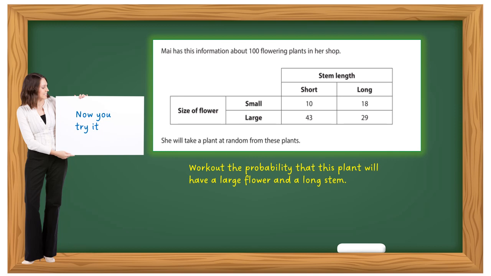All right, so how did you do? Well, let's have a look. You have a 29 in 100 chance because you can see if you add up all the scenarios together, it comes to 100, but you can see there is only one section here which is large and has a long stem, which is 29. So you can see you just do 29 over 100. So you have a 29 in 100 chance of landing a flower with a long stem.